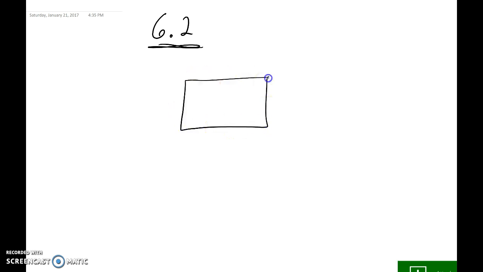All right, so now we're moving on to section 6.2. This will be covered in 2 videos. And you'll see this chapter, besides that first section, we really focus on special quadrilaterals. A quadrilateral is a 4-sided figure. We're going to talk about a bunch of different 4-sided figures, and in this video, we're going to get started with them.